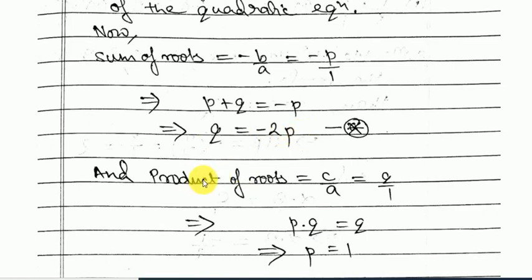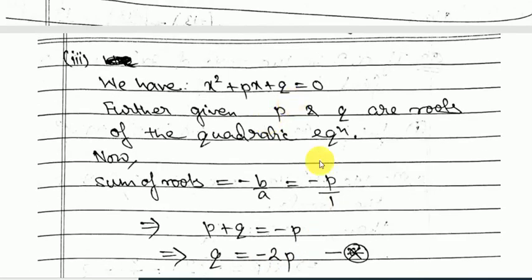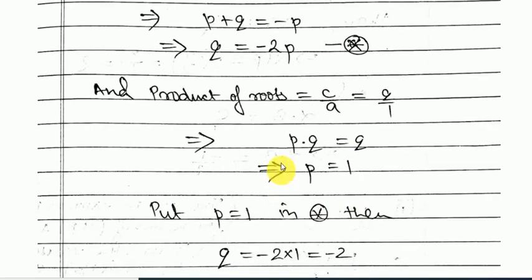And next we know that product of roots is given by c upon a. And here roots are p and q, so p into q. And what is the value of c? It is q. So q upon 1. So you get p equal to 1. Yes, so you got p equal to 1.